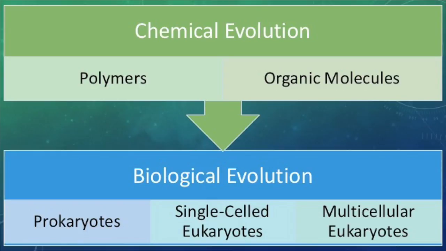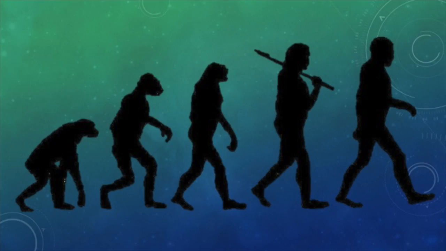The chemical phase of Earth's evolution consisted of the formation of essential molecules for life, such as polymers and organic molecules. In the biological phase of Earth's evolution, these molecules formed the first life, prokaryotic organisms. This eventually gave way to single-celled eukaryotes and eventually multicellular eukaryotic organisms. We have evidence for these organisms trapped in fossils and ice core samples. These organisms changed over time to create the organisms we are surrounded by today by a process called evolution.